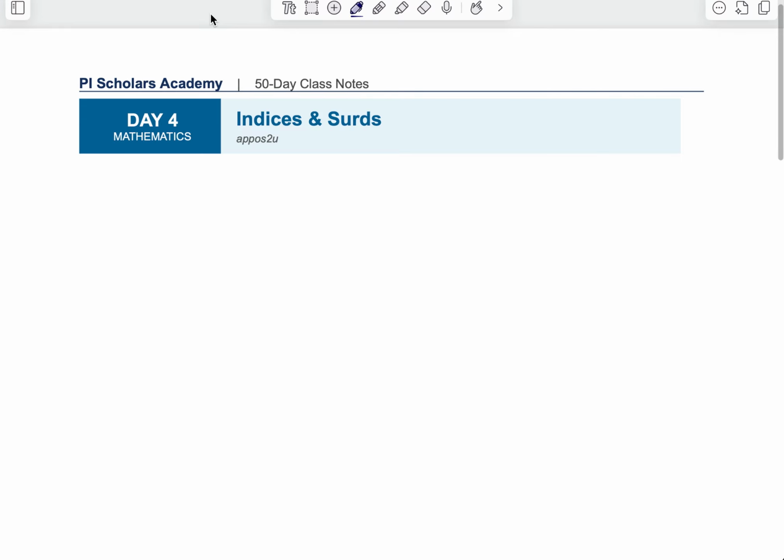Indices is actually a set of rules that we need to follow whenever we're dealing with indices problems. And these rules, the more you use them, the better you are familiar with them. So, the rules are not really your major problem. It is how you apply them that you need to watch out for. And there are basic rules that we need to follow. So I'll quickly list some of those rules out right now.